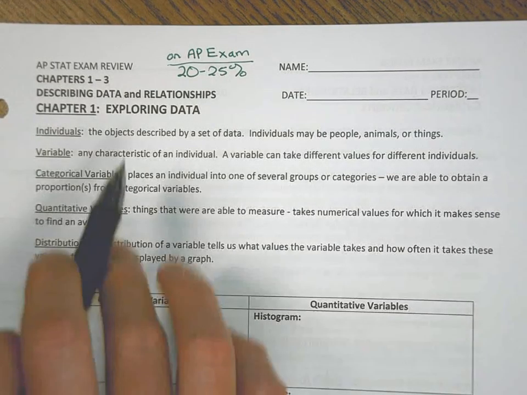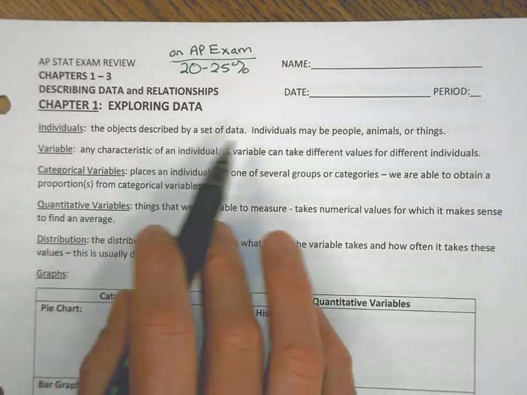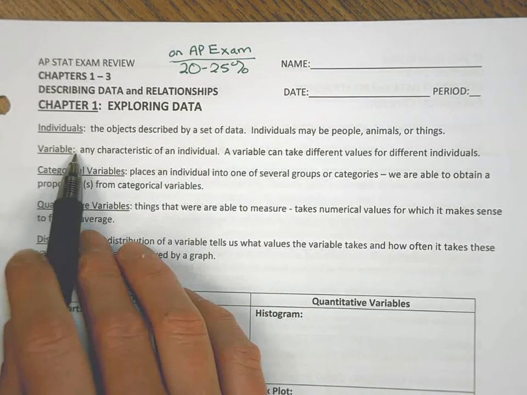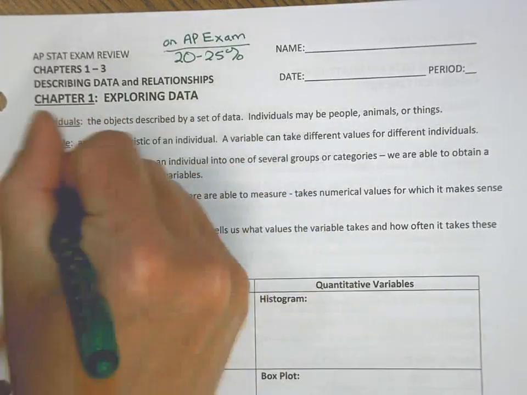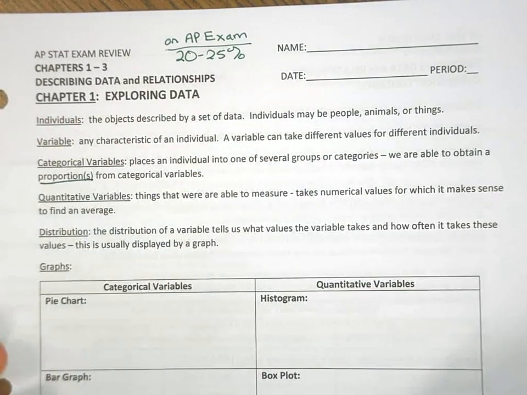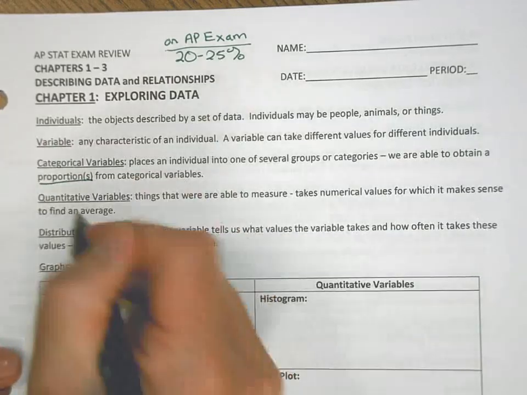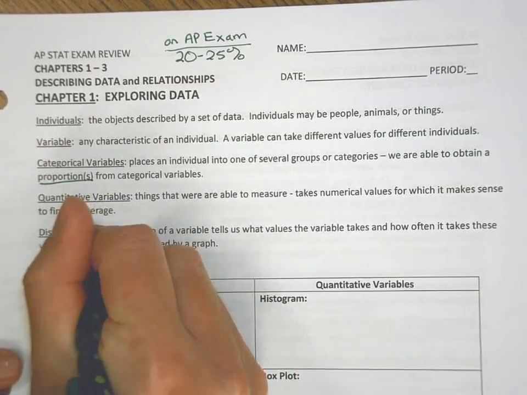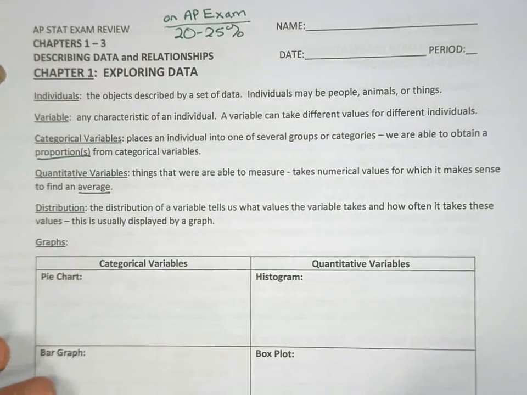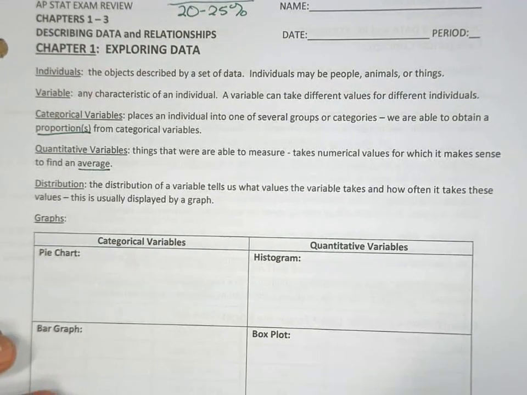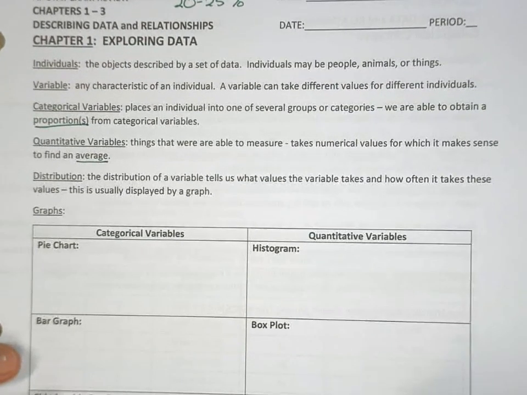Individuals, the objects described as a set of data, could be people, places, or things. Variable, we have two different types. Categorical are definitely for proportions. We've been dealing with that in inference. And then there's also quantitative, in which case you'll have an average. The distribution of a variable tells us what values a variable can take and how often it takes these values.